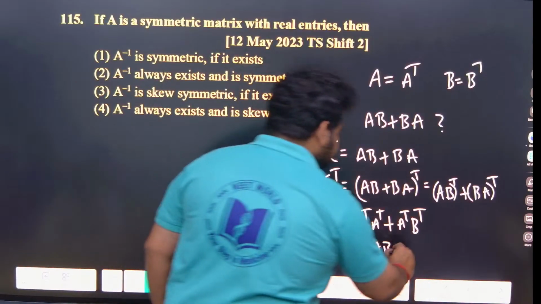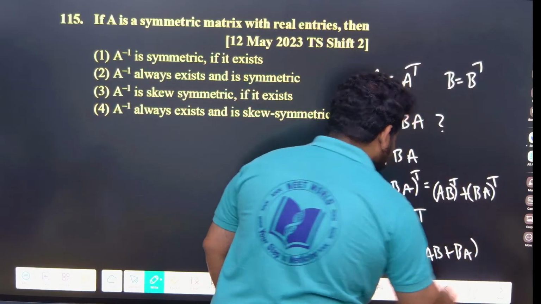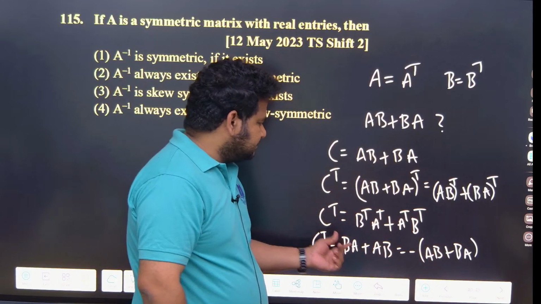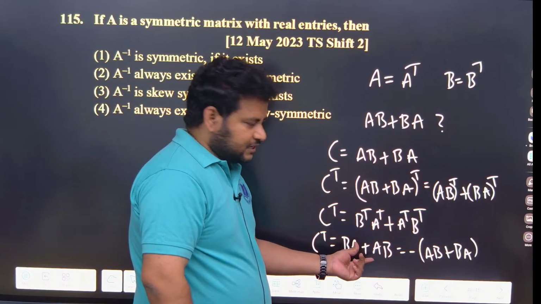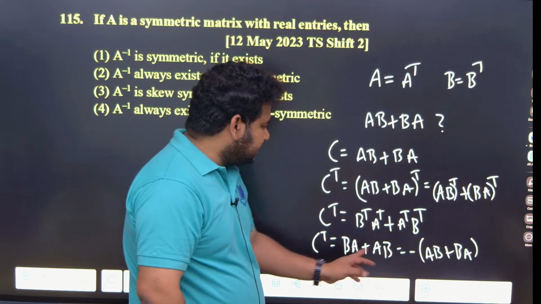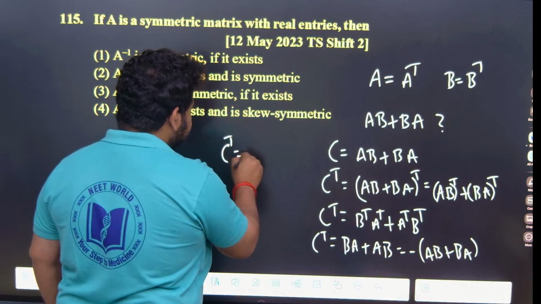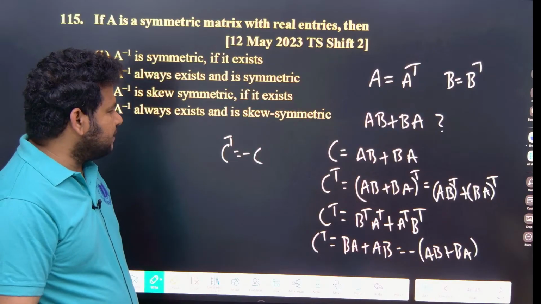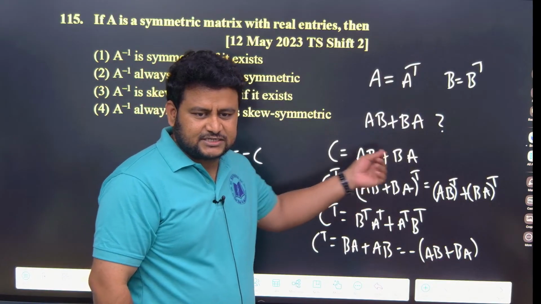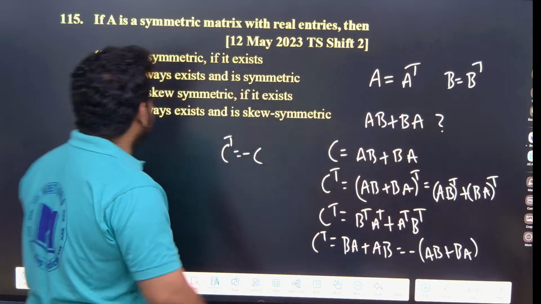So C transpose is equal to minus, if I take it outside, AB plus BA. I got C transpose as BA plus AB, so that is nothing but minus of AB plus BA. I have taken minus outside. So C transpose is nothing but equal to minus C. So AB plus BA is nothing but skew symmetric. It is not symmetric, it is skew symmetric, because C transpose is coming as minus C. Now let us take the question that is given.